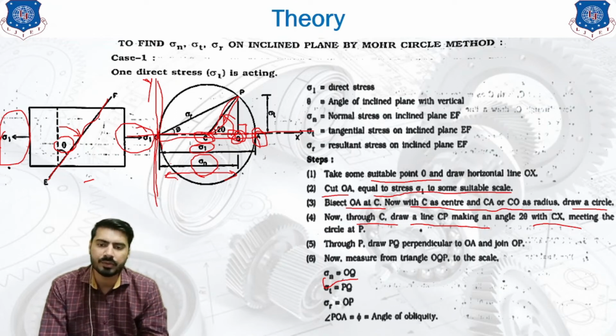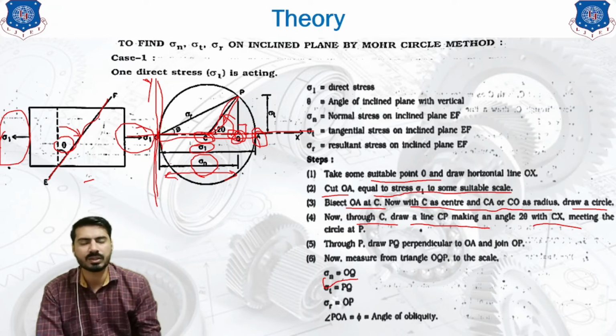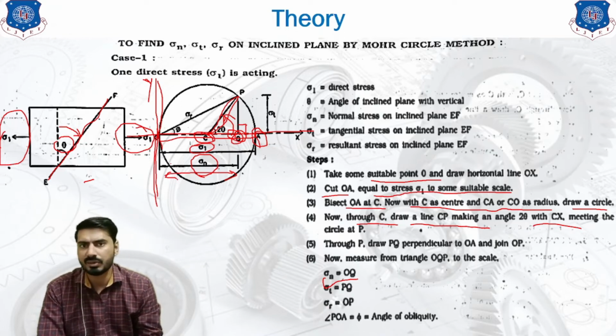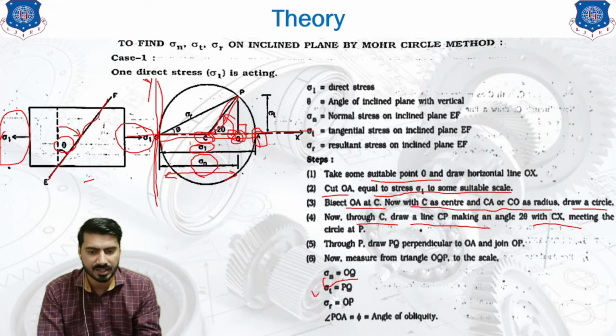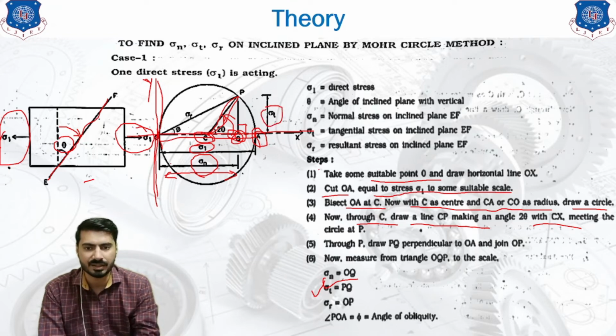In the case of Newton per mm square, we have taken 1 centimeter as 10 Newton per mm square. So for 0.75 centimeter, we can take 7.5 Newton per mm square. Similarly, you can find sigma t equals PQ. So PQ is our sigma t. Why is it so? Now remember this one thing very clearly. Whenever you are drawing a Mohr circle, on the horizontal line you will represent direct stresses, and on the vertical line you will represent tangential stresses.